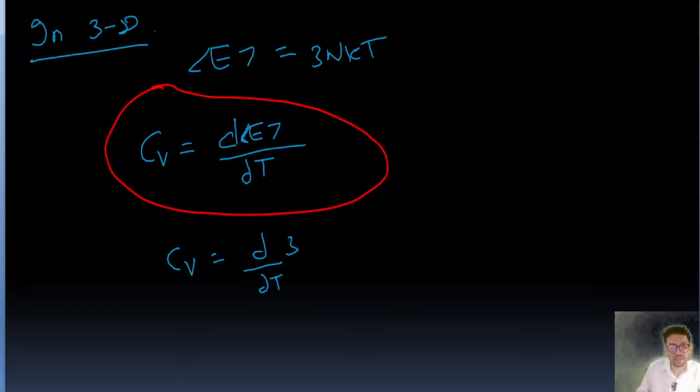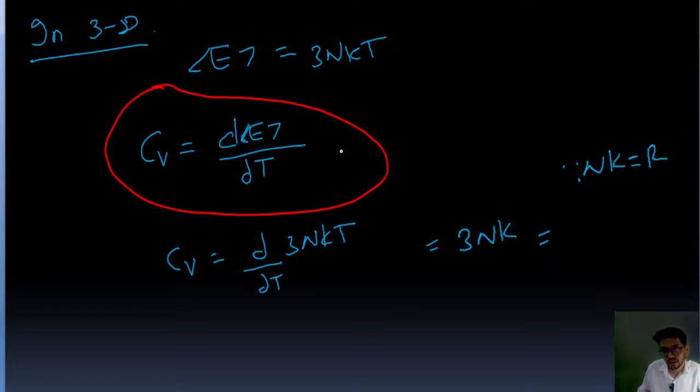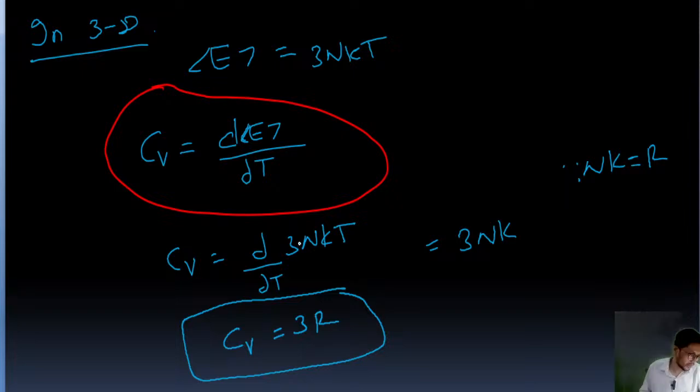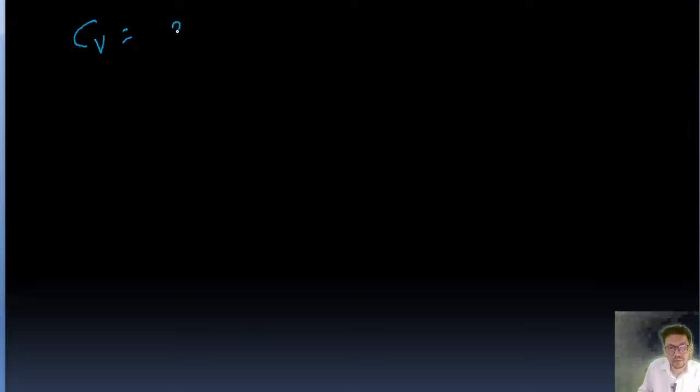This is for N classical atoms, 3NkT, and the derivative is going to be 3Nk. Since Nk is R, the value of C_V is going to be 3R. And that is constant at all temperatures. C_V equal to 3R implies it is constant at all temperatures.